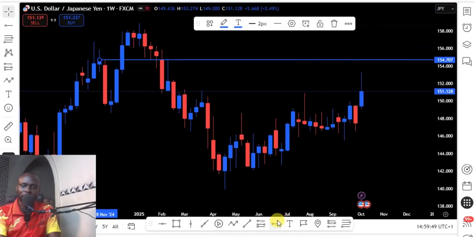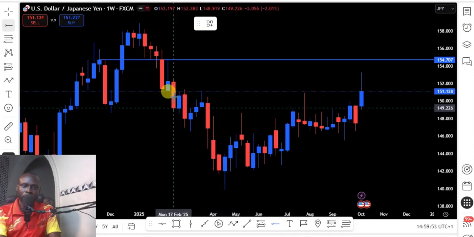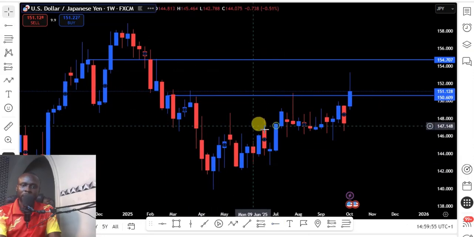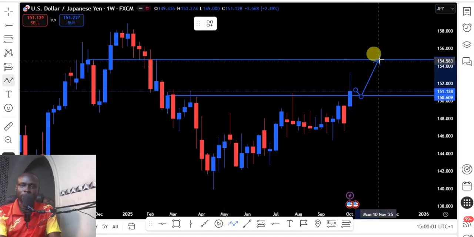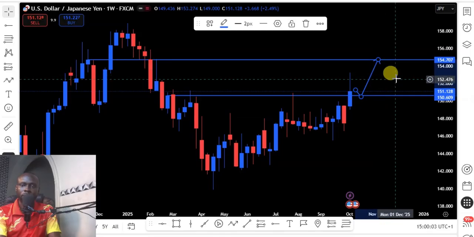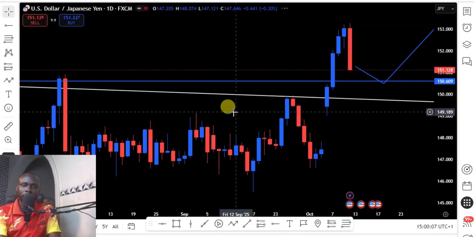So what we expect now, we need price to do a retest of this level that was converted to support. Retest of these levels, then we'll first start looking for possible buying opportunity for the USDJPY. So we expect price to retest, then we'll start looking for buying opportunity to the top side. So let's look at the daily chart of the USDJPY.